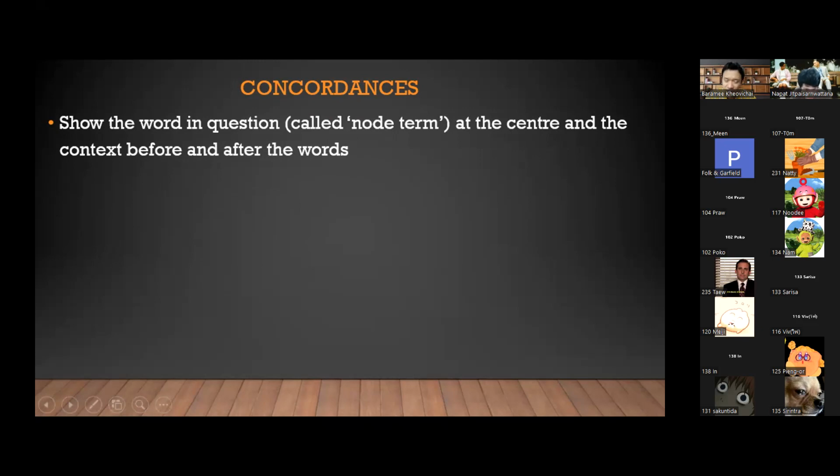So what we see here is that the concordance lines show the word in question, or the node term, the word that we use as a search term, at the center of the screen. And we can see the context before and after the word. Concordance lines, or concordance, has another name. We call this keyword in context, or KWIC. This is another term for concordances.